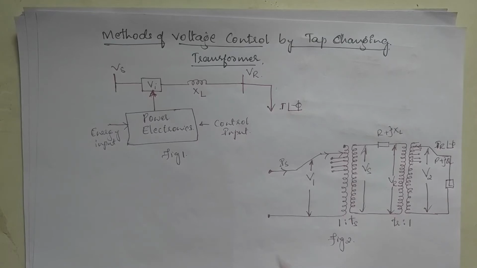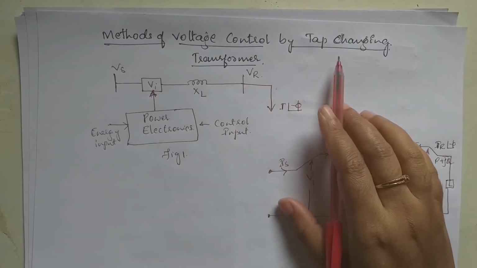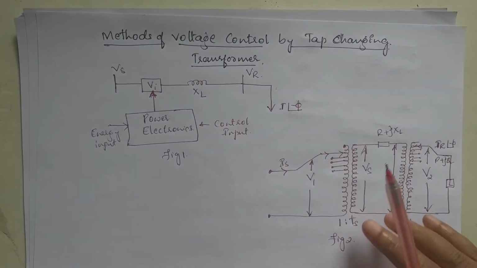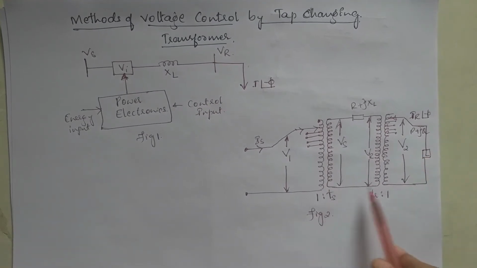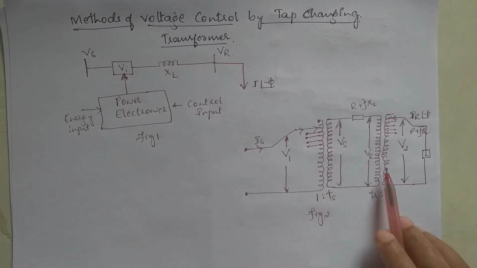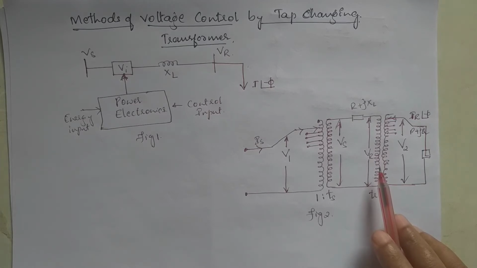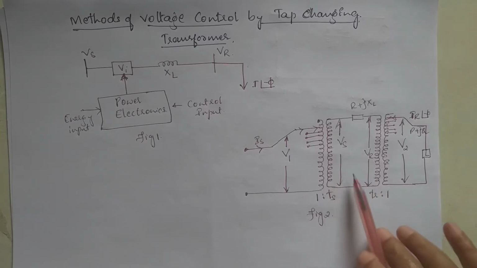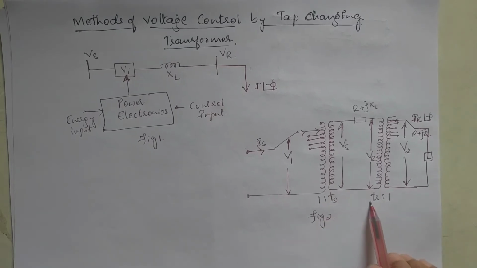The next method is voltage control by tap changing transformer. Consider a circuit. The same circuit can be represented in this form where two transformers are connected at the sending end side and receiving end side. By changing the transformation ratio, the voltage in the secondary of the circuit is varied. Thus voltage is controlled. In this figure, Ts and Tr are fractions of the nominal transformation ratio.